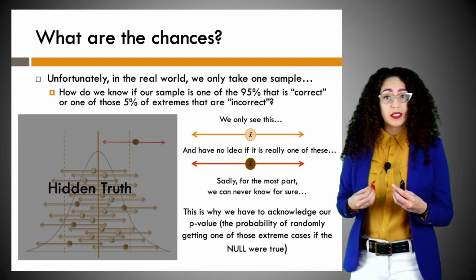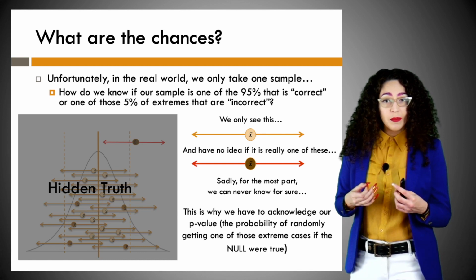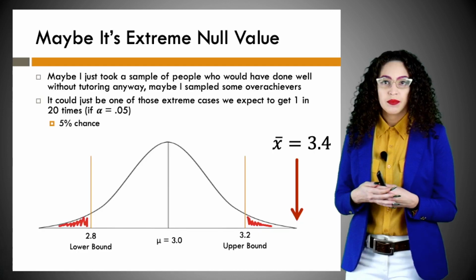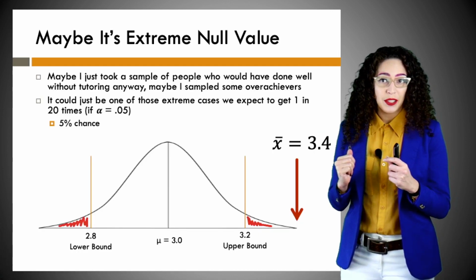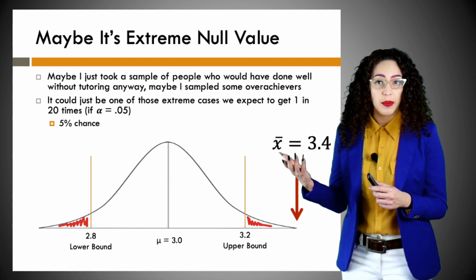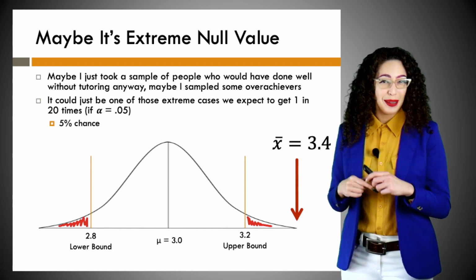This is why we have to acknowledge our p-value. It's the probability of randomly getting one of those extreme cases if the null were true. Maybe it's just an extreme null value. Maybe I just took a sample of people who would have done well without tutoring anyway, some overachievers. I see you out there.